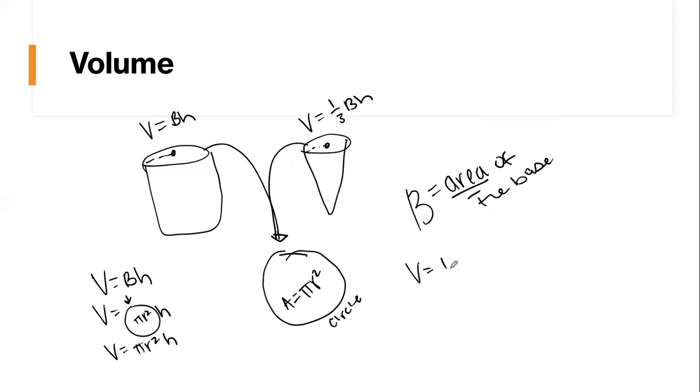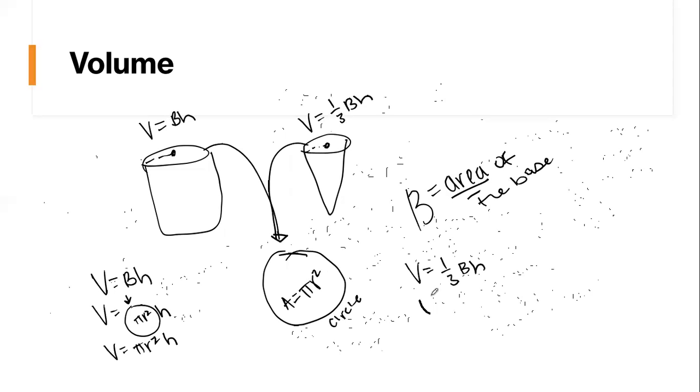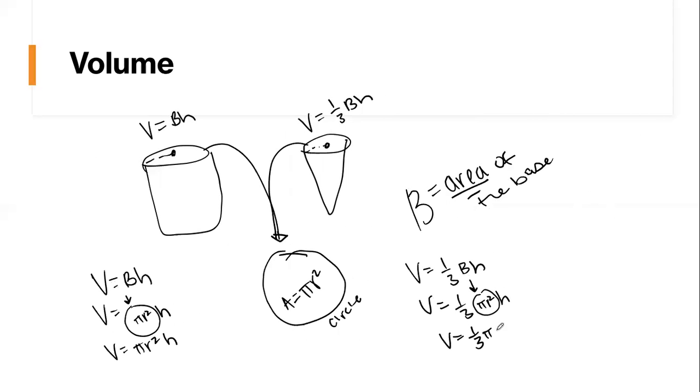And for a cone, 1/3 capital B times H. Capital B is the area of the base. The area of a circle is pi radius squared. So that turns into 1/3 pi radius squared times height. Please use your formula chart.